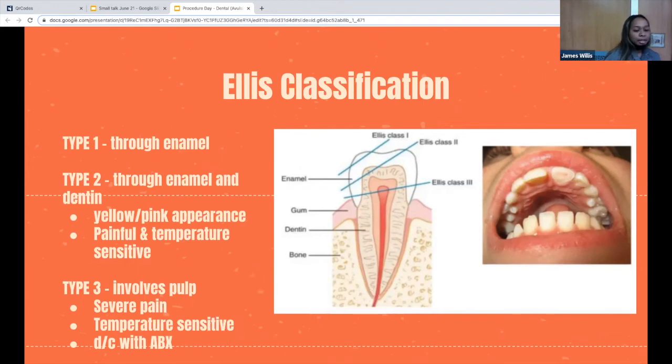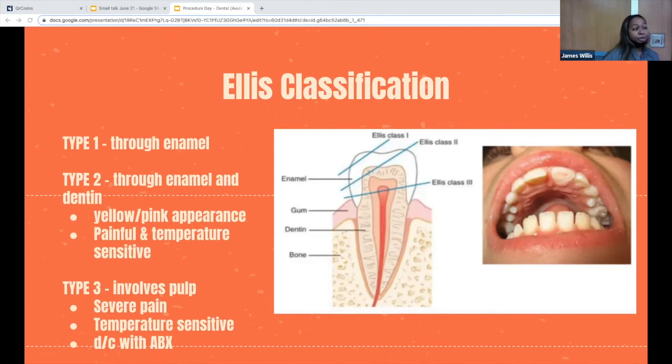And then finally, the Ellis class 3, as expected, is a deeper dental fracture. This really involves all 3 layers: the enamel, the dentin, and the pulp. This is very painful, although if there's desensitization or neurovascular disruption, they may not have pain. You may expect to see some bleeding with this fracture, but you should always evaluate for pulp exposure.